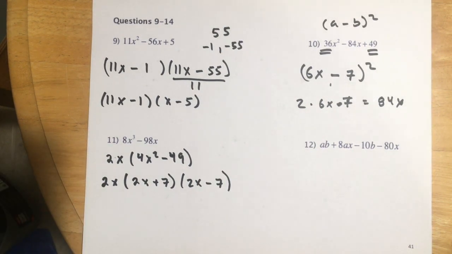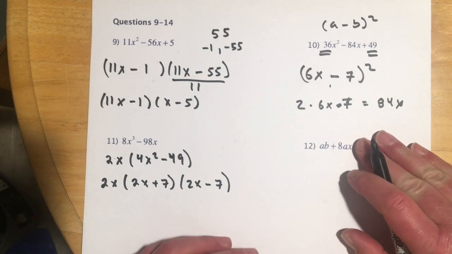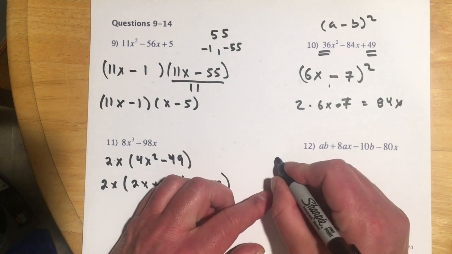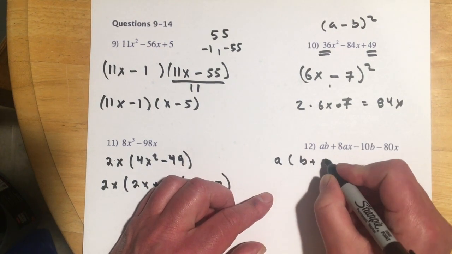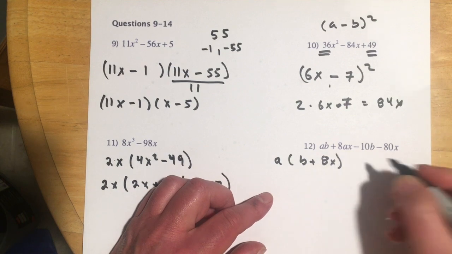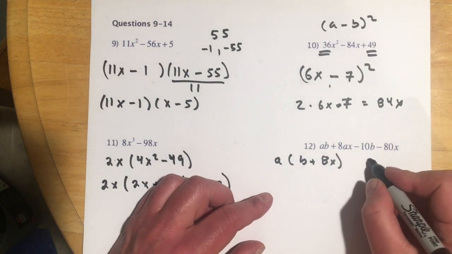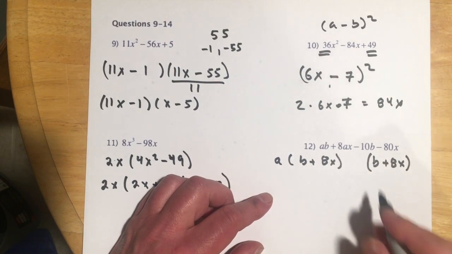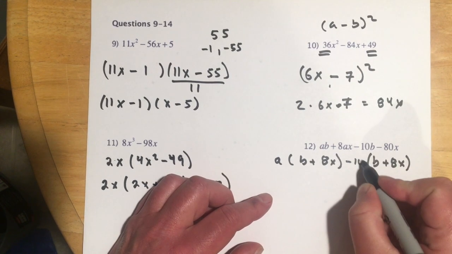And then this one is 4 terms. So that's going to go where we cover up 2 of them and see what we can take out. It looks like we have a's in common. So we'll go a and then b plus 8x. I know I'm going to get another b plus 8x. For me, I like to just write it down, and that kind of helps me see I need to factor out a negative 10.